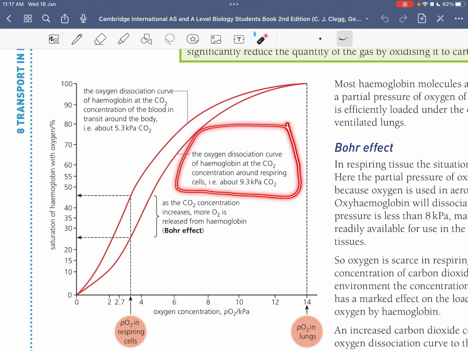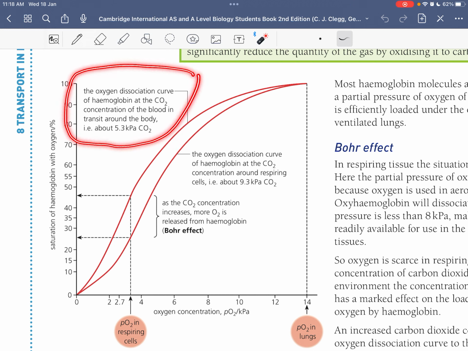So when the cells are respiring, they are oxygen poor and carbon dioxide rich, which is why you can see that the partial pressure of carbon dioxide over here is 9.3 kilopascals, right? Whereas on the other hand, this is the oxygen dissociation curve of hemoglobin at the carbon dioxide concentration of the blood in transit around the body, which is about 5.3 kilopascals of carbon dioxide.